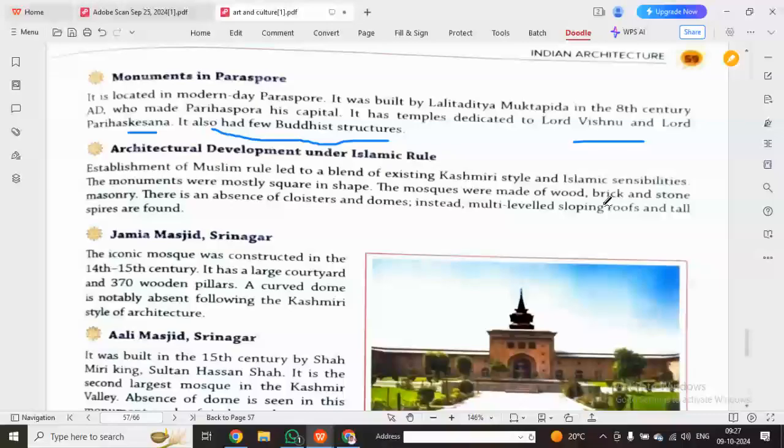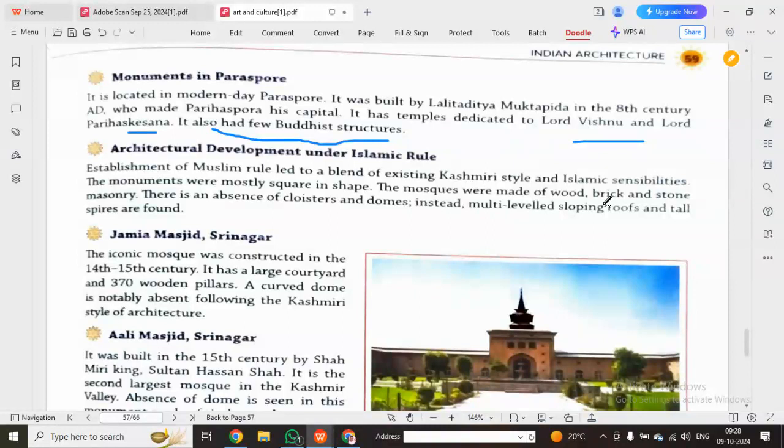Architectural development under Islamic rule. Establishment of Muslim rule led to the blend of existing Kashmiri style and Islamic architectural development, because दो रूल थे ना, एक हिंदू और एक इस्लामिक रूल, ठीक है. तो उस दौरान क्या हुआ, तो ब्लेंड ऑफ कश्मीरी प्लस इस्लामिक सेंसिबिलिटी.